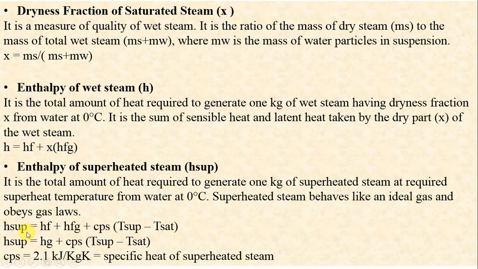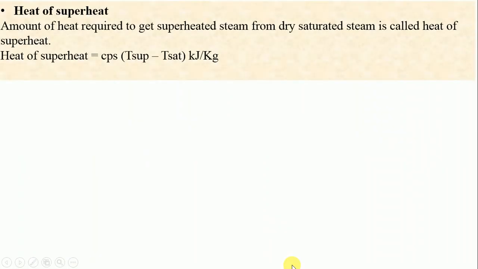So H superheated is equal to Hf plus Hfg, that is the total heat contained up to the saturated gas, plus the heat, that is Cps into T sup, the superheated temperature, minus T sat, the saturated temperature of that particular steam, which is equal to Hg plus Cps into (T sup minus T sat).